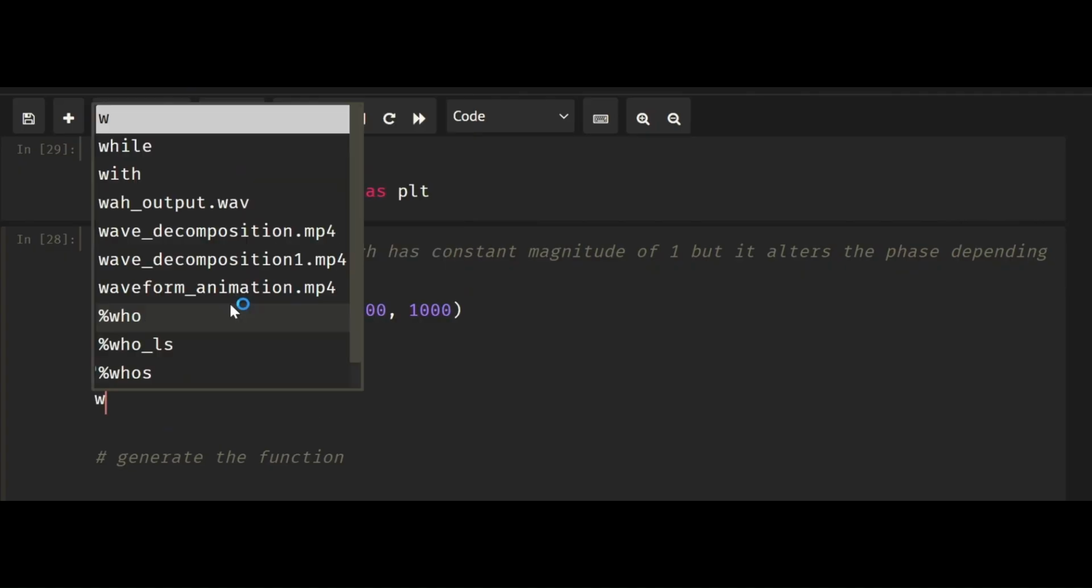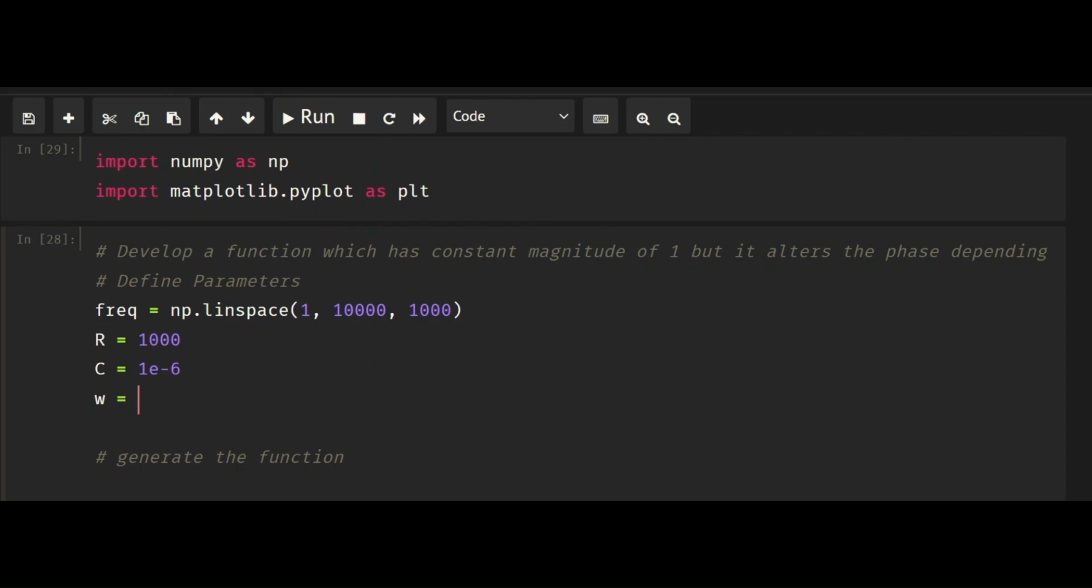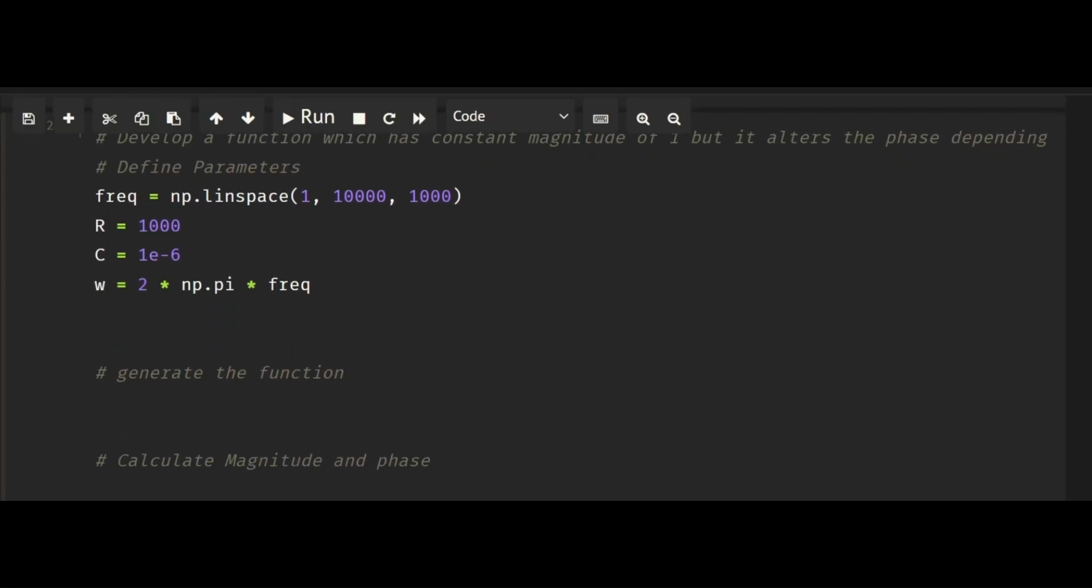So now omega, which is the angular frequency in radians per second, is defined as 2 pi f, so 2 into pi into the frequency array that we created. So now we have our frequencies in radians per second, and let's attempt a function. Don't ask me the reason why we are considering it, it will become evidently clear later.